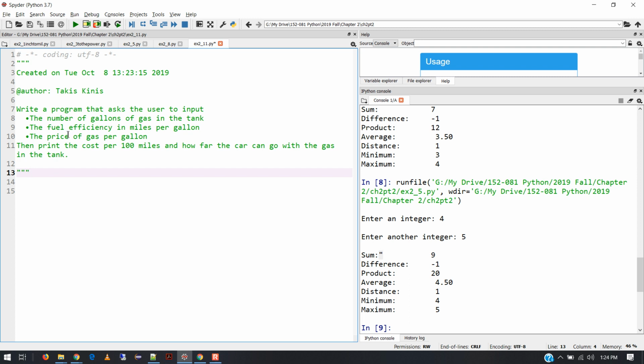Can you guys predetermine what type of number type I should use for these? What do you think? Gallons would probably be, I'm guessing, floats. Okay, and I agree. Gallons should be a float, because even if you try really hard at the gas station, it's hard to get exactly on a gallon. So floating point number makes sense. What about the fuel efficiency in miles per gallon? That would also be a float. You think so? I think so. Okay.